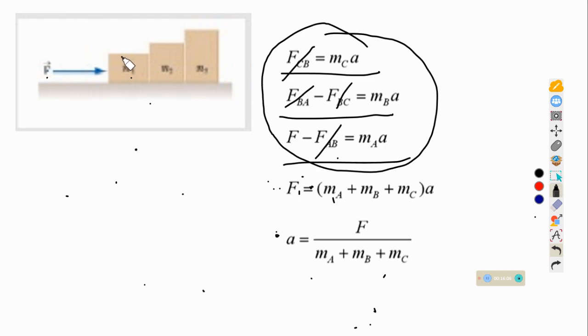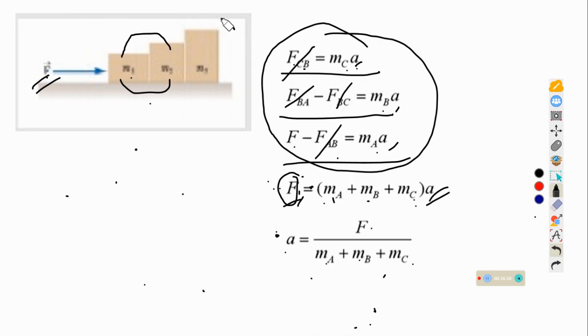Because the force applied by 1 on 2 is equal to 2 on 1. So FCB, FBC both are equal. These get cancelled. So on the left side, what will remain? Only the applied force F will remain. On the right side, M_C a plus M_B a plus M_A a. A is common. If you take a as common, M_A plus M_B plus M_C will come. So acceleration a equals F by M_A plus M_B plus M_C.